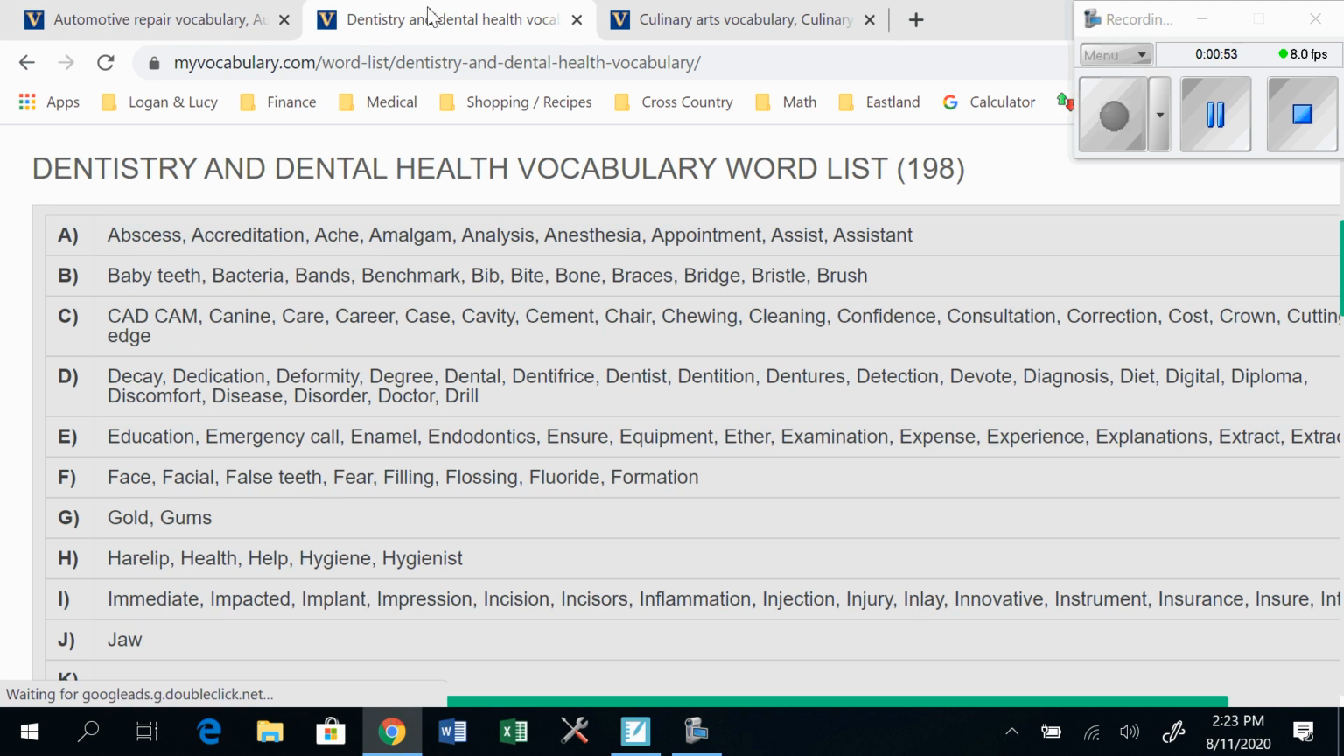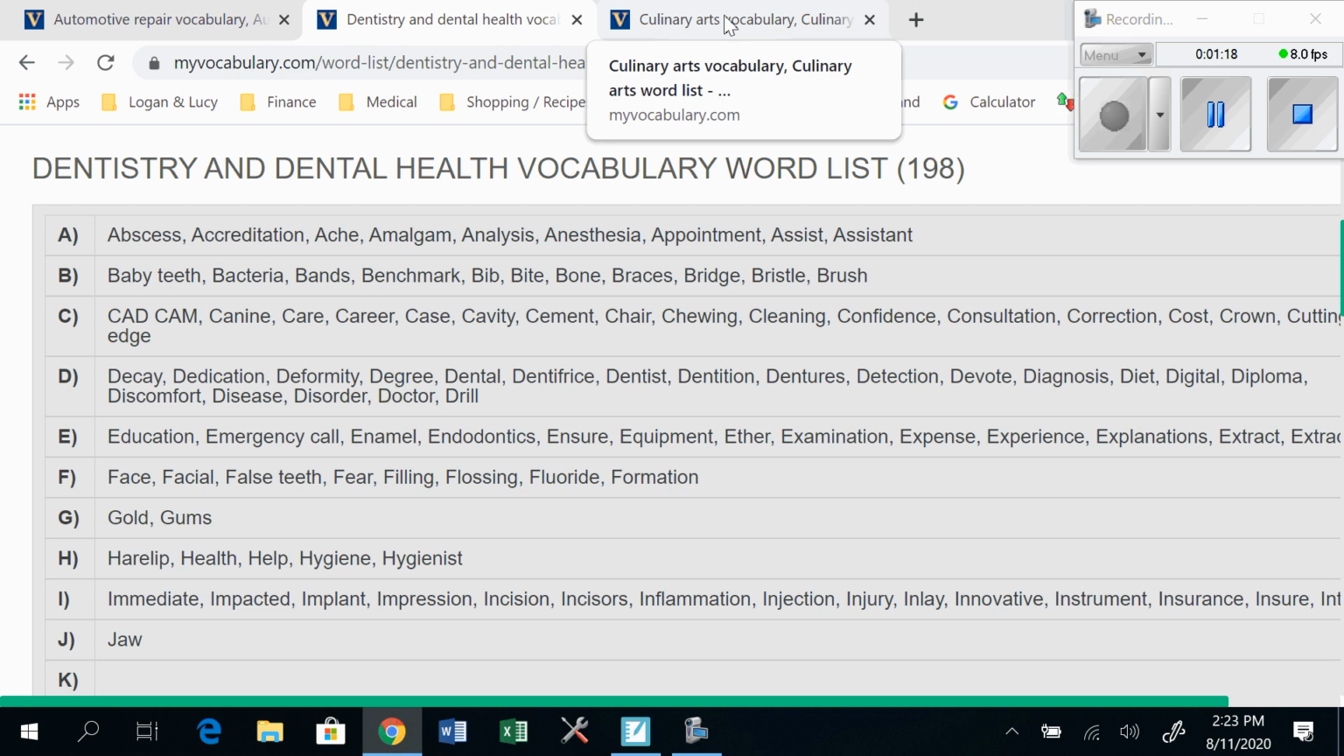Let's do another one. Dental assisting. Same thing. I know what some of these words mean. Amalgam, anesthesia. I know what a bite is. I know what braces are. But there's some words on here I'm not sure of. Dentifrice, I don't know. Endodontics, I'm not really 100% sure. If you're in dental, these are words you need to learn and you'll be using on an everyday basis.